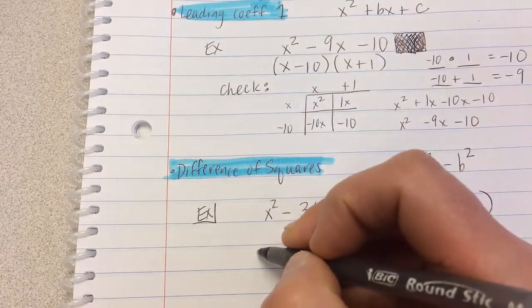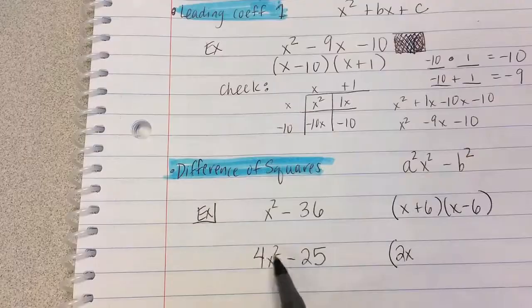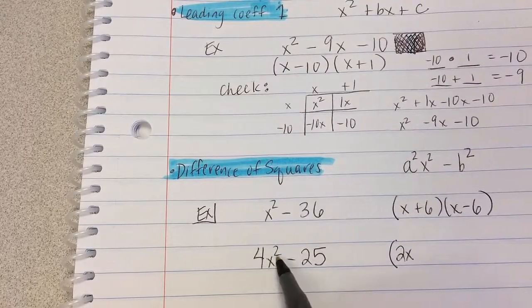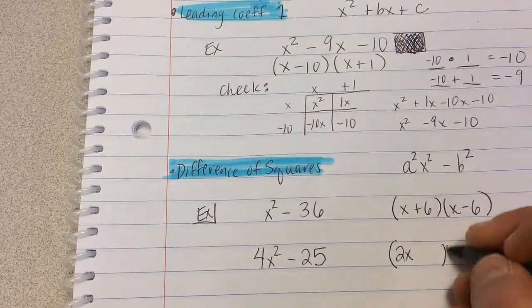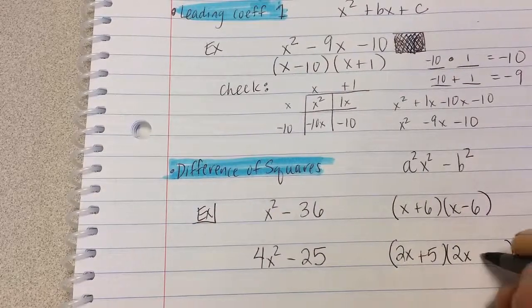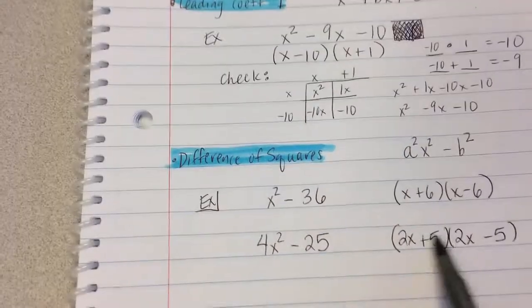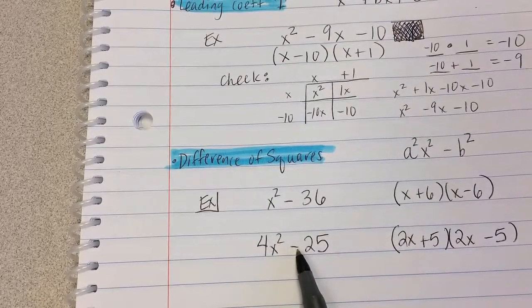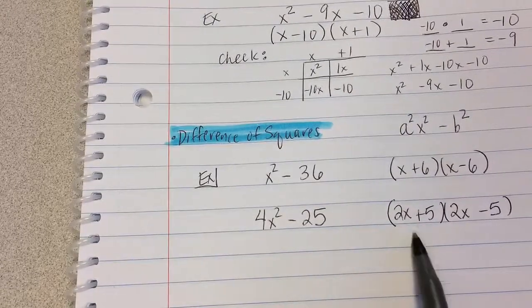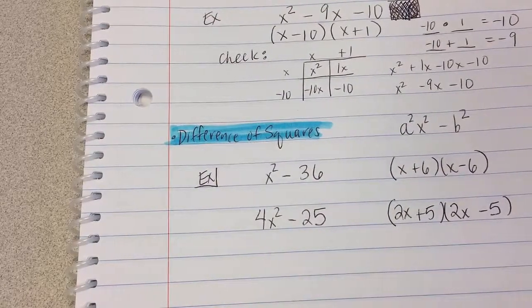And then suppose we've got something a little harder, like 4x squared minus 25. Think about what squared makes 4x squared, and it's 2x. So we're going to have 2x and 2x, and then plus 5 and minus 5. And the reason why this has no x term, right, is because it's going to have a plus 10x and then a minus 10x, and those will cancel out.